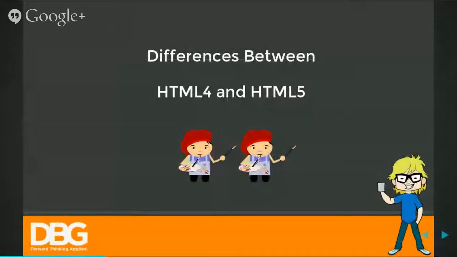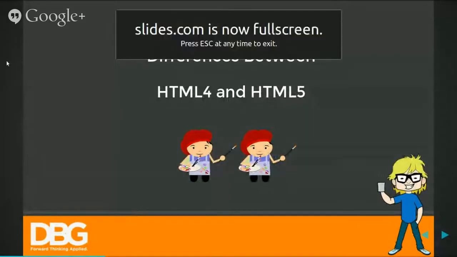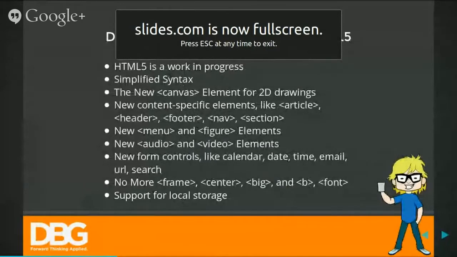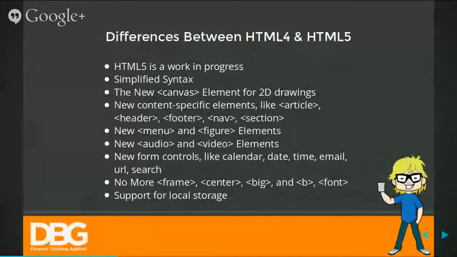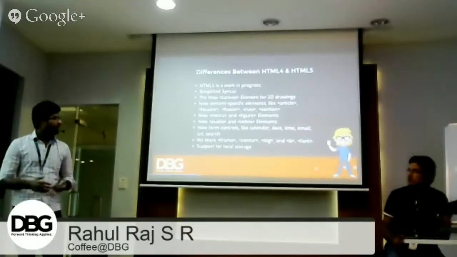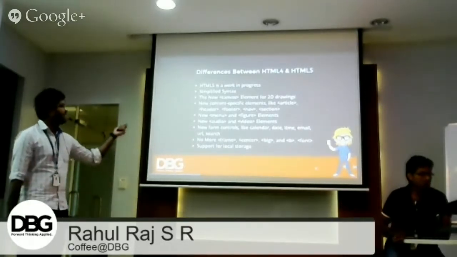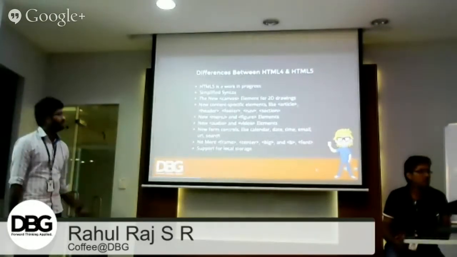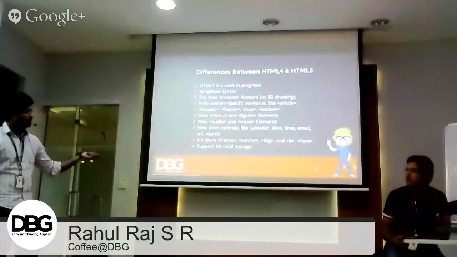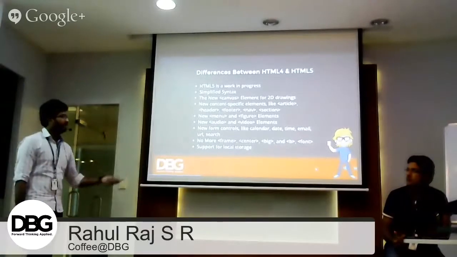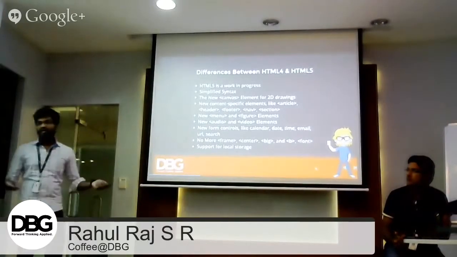HTML5 comes with a simplified syntax when compared to the previous versions. It comes with many new features, new components, and new elements that we can use to make our web page more organized and neat. That means we can code in a better way by using these tags. For example, we have different tags in HTML5 such as canvas, header, footer, navigation section, menu, figure tag, audio tag, video tag, and so many components have been added in HTML5.